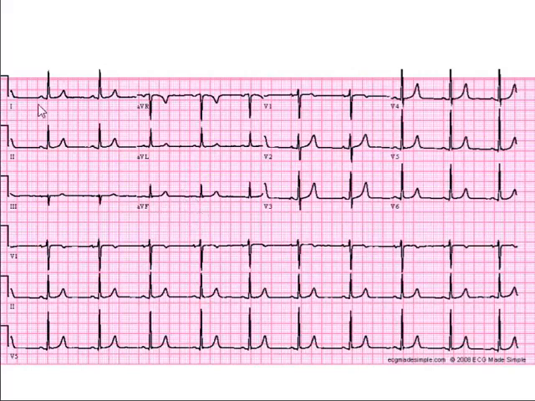The positive QRS complex in lead 1 suggests a leftward activation, and the positive QRS complex in lead AVF suggests a downward activation. This is a normal axis, leftward and downwards.